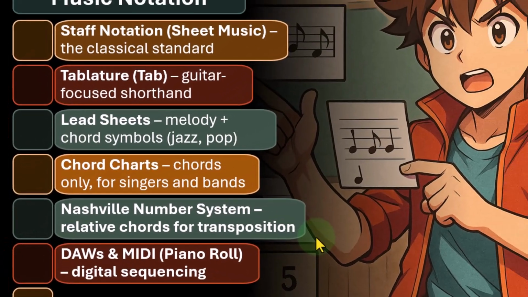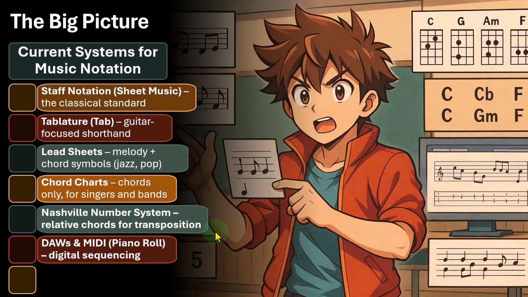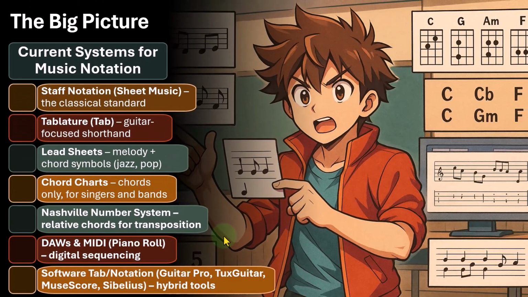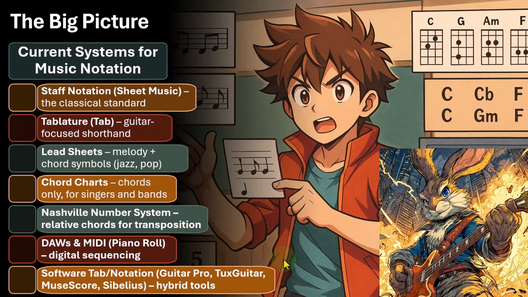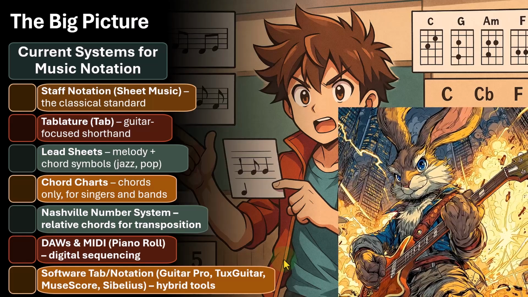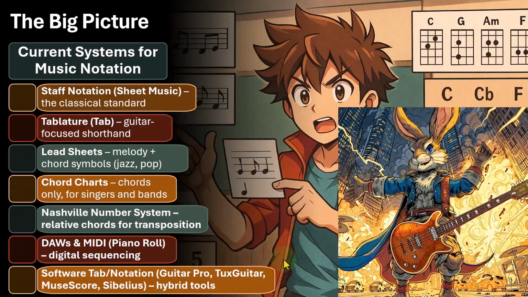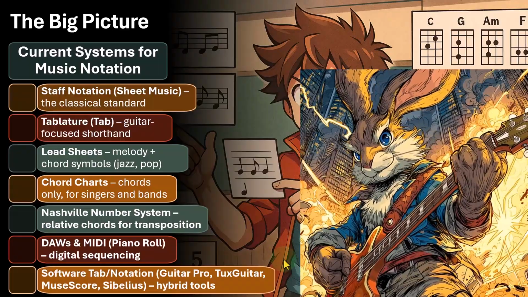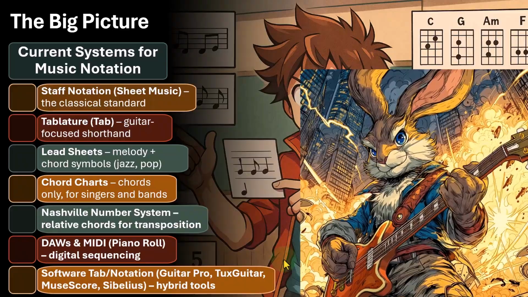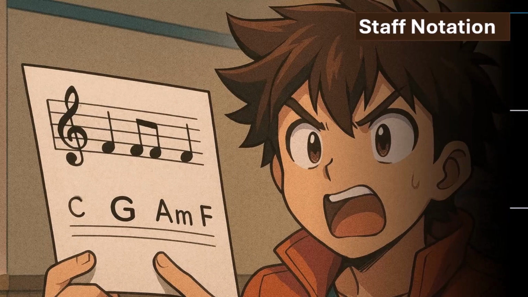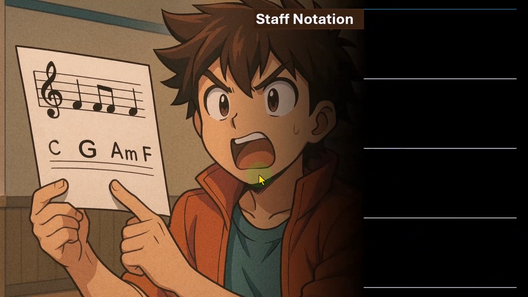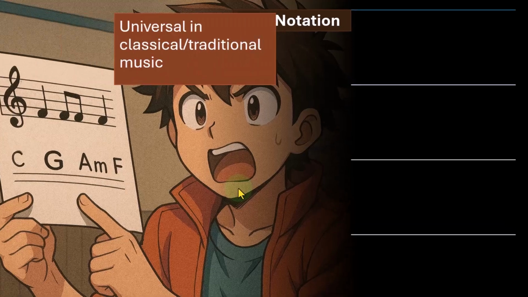Then we have the DAWs and the MIDIs, which use kind of a piano roll or digital sequencing system. Then we have other software tab notation. We've got Guitar Pro and so on and so forth. So all of these systems have their pros and cons, but there are some problems that kind of roll through all of the different systems. And it would be nice if we can put something together that addresses some of the pros and cons in a more systematic format. So let's look at some of these in more detail, including the standard, the staff notation, basically the sheet music type of format.